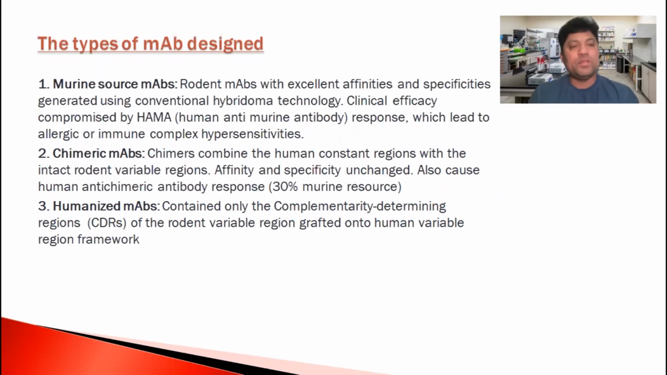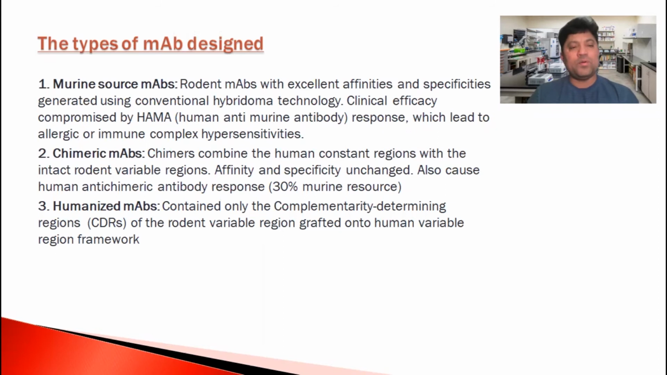There are three main types of monoclonal antibodies designed nowadays all around the world. The first one is the murine source monoclonal antibodies, then chimeric monoclonal antibodies, and the third one is humanized monoclonal antibodies. The first one is actually rodent monoclonal antibodies with excellent affinities and specificities generated using conventional hybridoma technology. Clinical efficacy is compromised by the HAMA, human anti-murine antibody response, which leads to allergic or immune complex hypersensitivity.